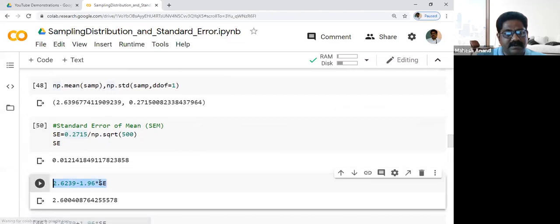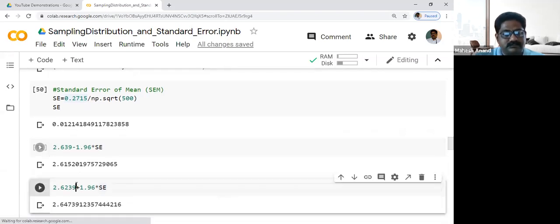Okay, now let me update this. The mean also changed, 2.639. Since we have not set the random state, every time you run that loop, you get another set of new 500 samples. Okay, it doesn't matter which 500 samples you take. Ultimately, your 95% confidence interval range should contain your population parameter mu.